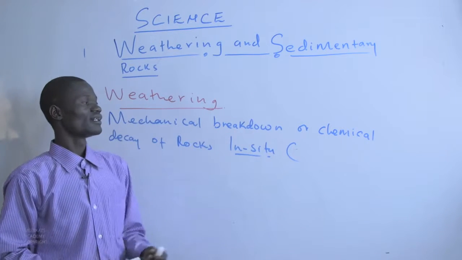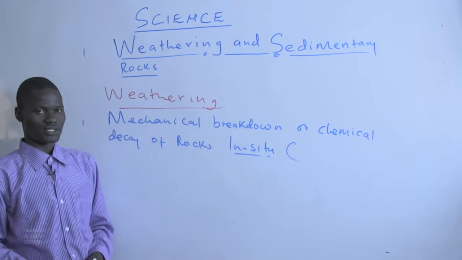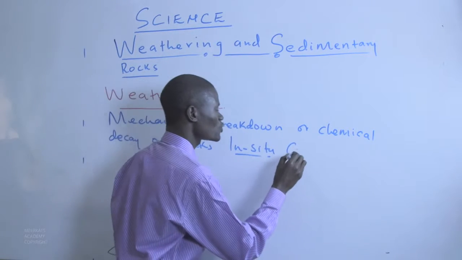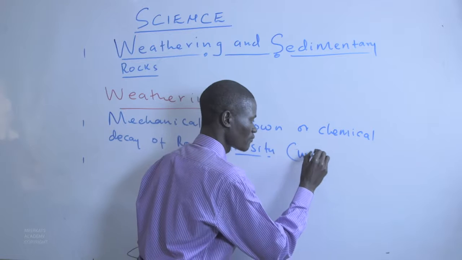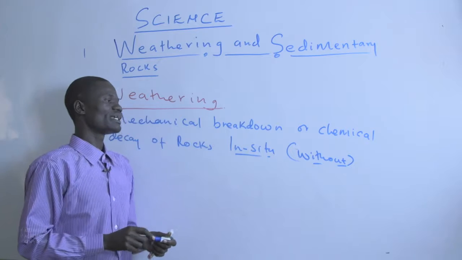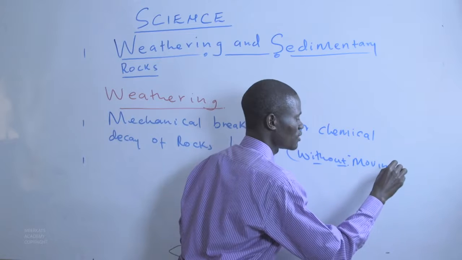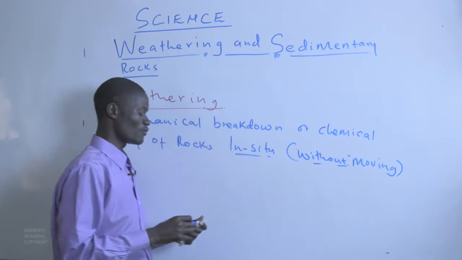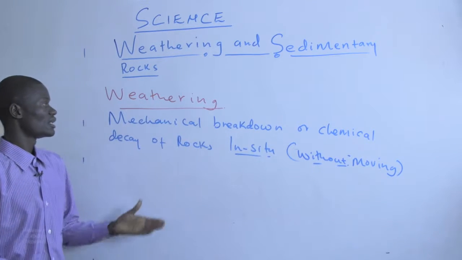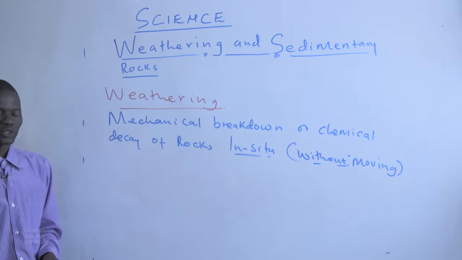This means the mechanical breakdown or the chemical decay of rocks on Earth's surface may happen in situ, that is, without any movement. They may not have any movement, but they are just breaking down. Therefore, this phenomenon, especially the mechanical breakdown of rocks, is exposed to some special agents.